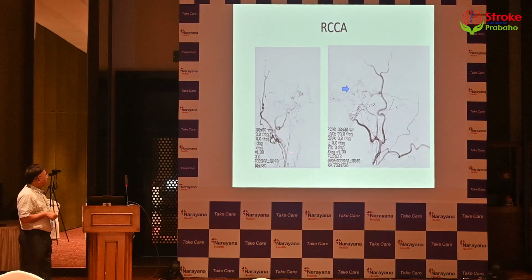This is the right common carotid artery injection, and you can see there is no flow in the internal carotid artery on the right side. This is the middle meningeal artery, and what we can see is a filling of the ophthalmic artery from here, and there is an anterior segment, and this is a falcine artery.